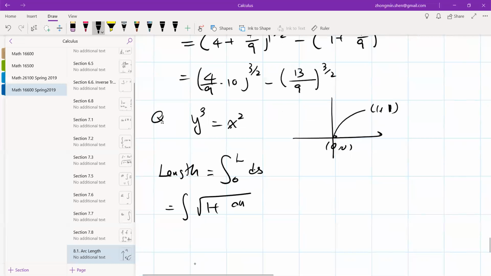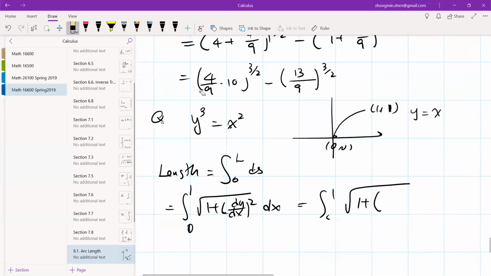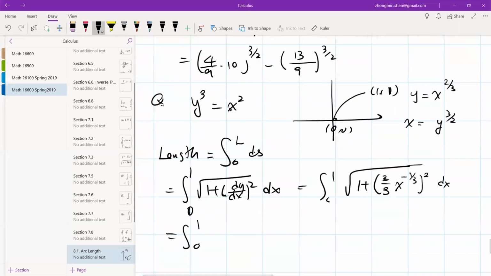You can use this one, then x is from 0 to 1. Then you have to solve for y in terms of x, so you end up with this integral. If you solve for y, y is going to be x to the 2/3, right? You can also solve for x. x is going to be y to the 3/2. If we have dy over dx, that means you have to use this. It's negative 1/3, and squared, and dx. But you can also use another equation. That means you're going to get the square root of dx over dy squared plus 1, and dy, because the y variable is also between 0 and 1.